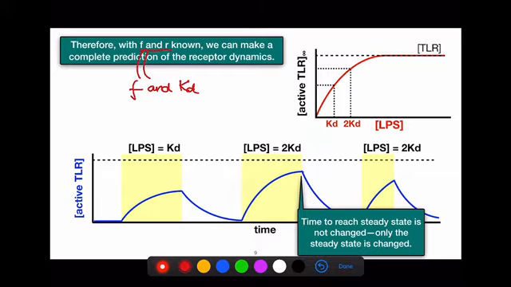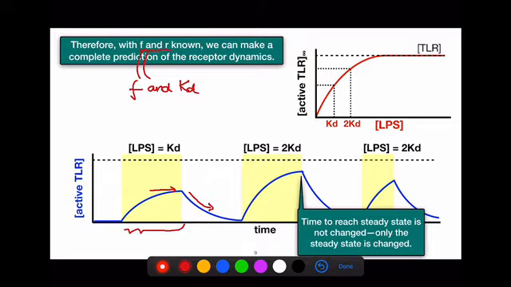You can calculate. If LPS is same as KD, as we have learned, it will reach the half maximal concentration of TLR, total TLR, if the time given is enough. In fact, if LPS at the concentration of KD is given for long enough time, it will reach that value. And then after LPS is gone, after enough time, it will actually reach down to 0.